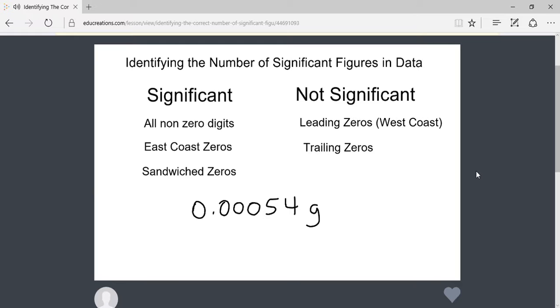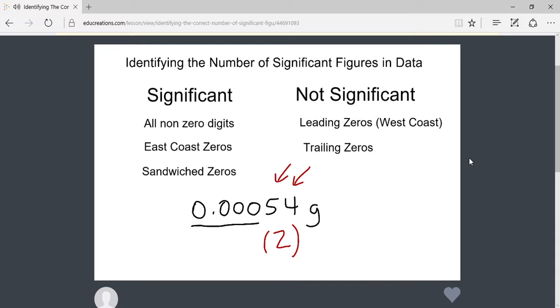Here we see a string of West Coast zeros or leading zeros. All of these zeros simply communicate what the value of the 5 and 4 truly mean, since the 5 is in the 4th decimal position, also known as the 10,000ths. Since leading zeros are not considered significant, only the 5 and the 4, the 2 non-zero digits in this particular measurement, are considered significant to the measurement. Therefore, this measurement contains only 2 significant figures.